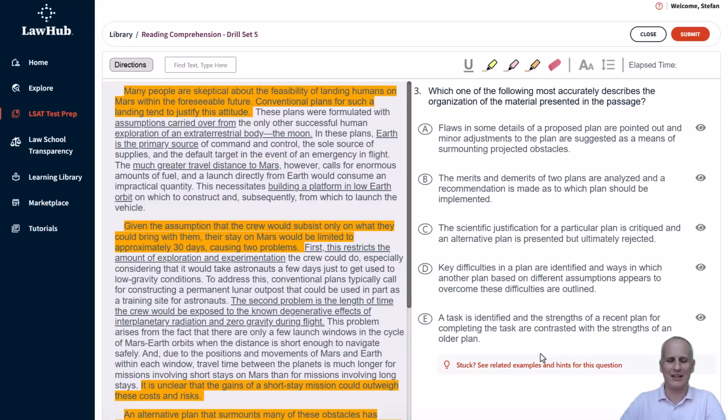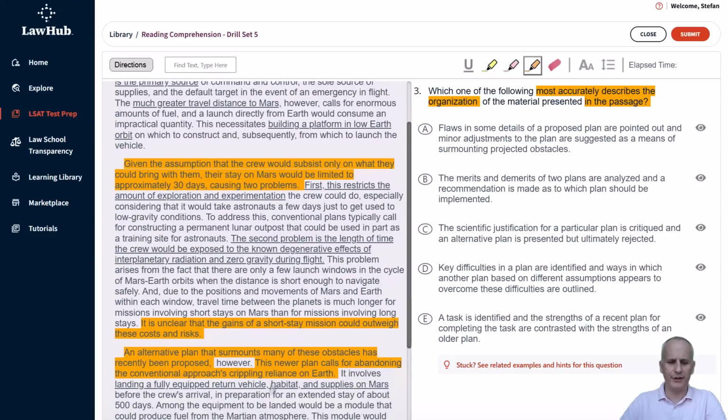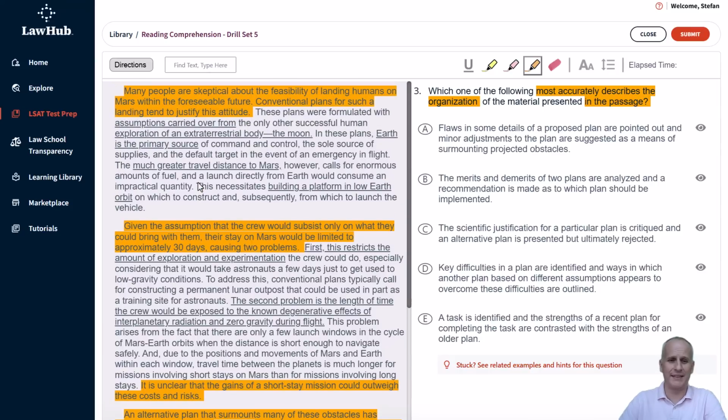So we should be able to answer it without considering anything except for the main idea highlights we theoretically just completed. So with the orange highlight reselected, we're going to highlight the task, which is just most accurately describes the organization in the passage. And we should recall, we basically have this discussion of conventional plans that are flawed in some fashion. And we've got the problems of those plans.